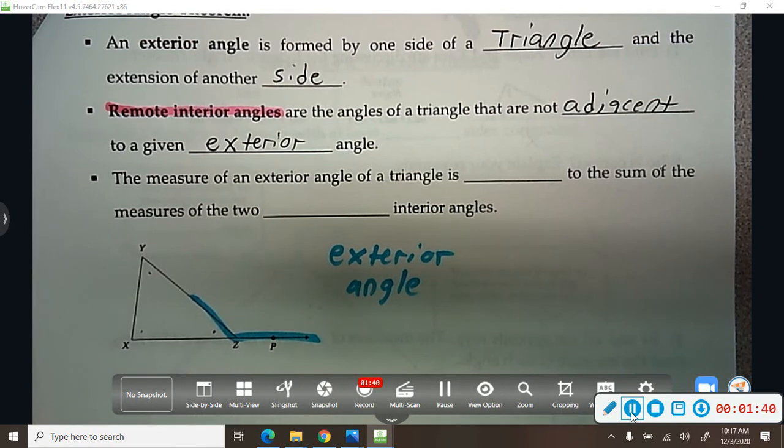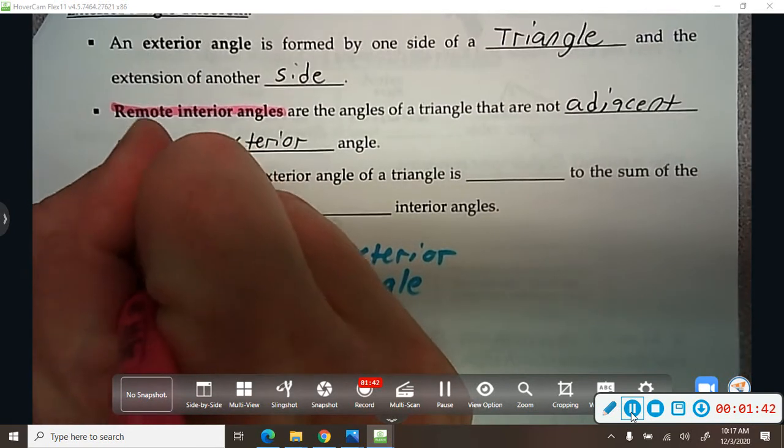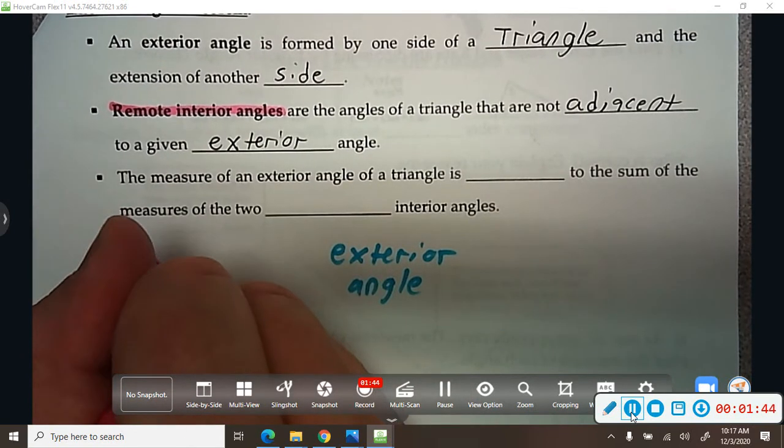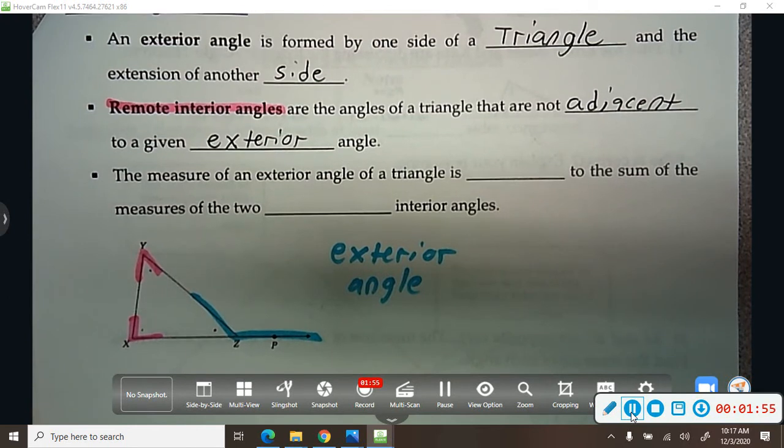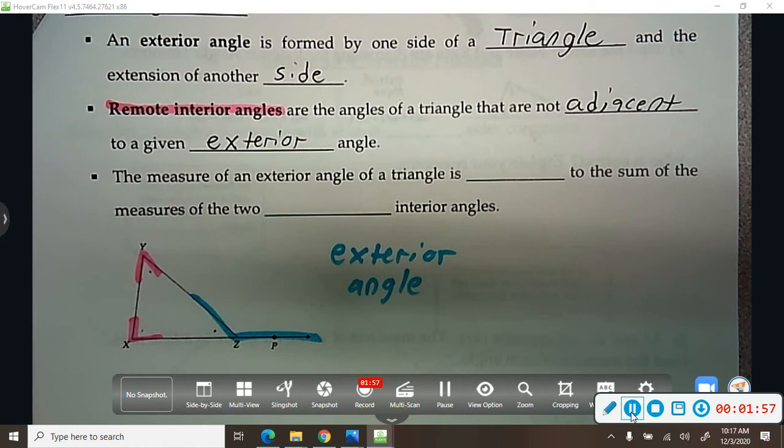That would be this one and this one. Those are what we call remote interior angles. So angle X and Y are what we call remote interior. They're the two angles that are furthest away. That's how I like to think about it.